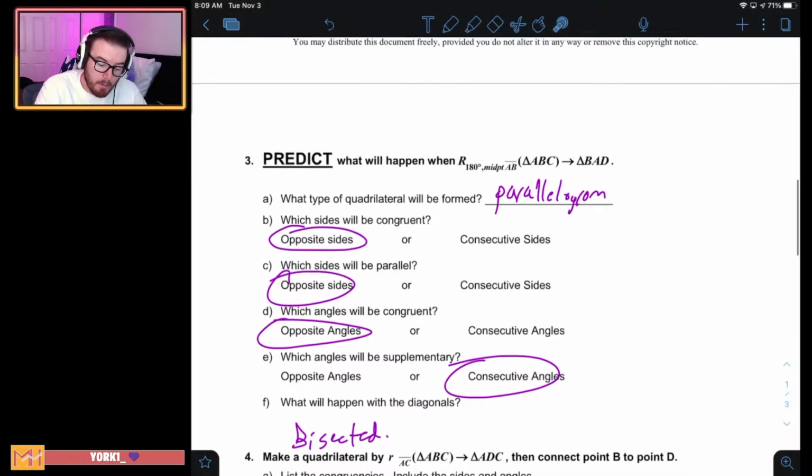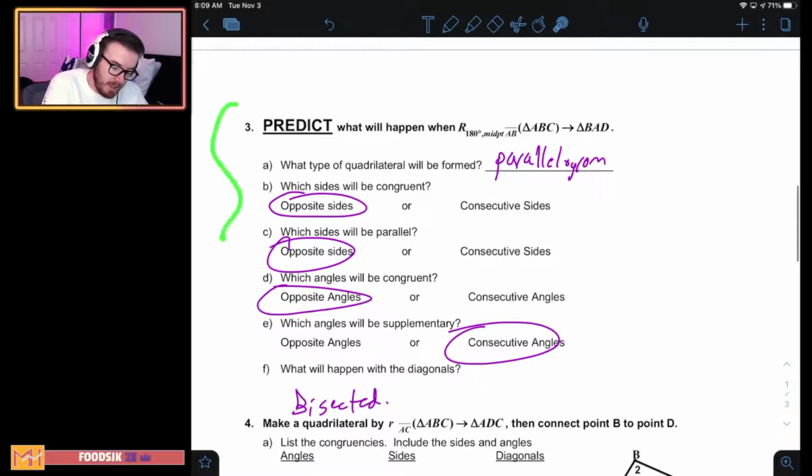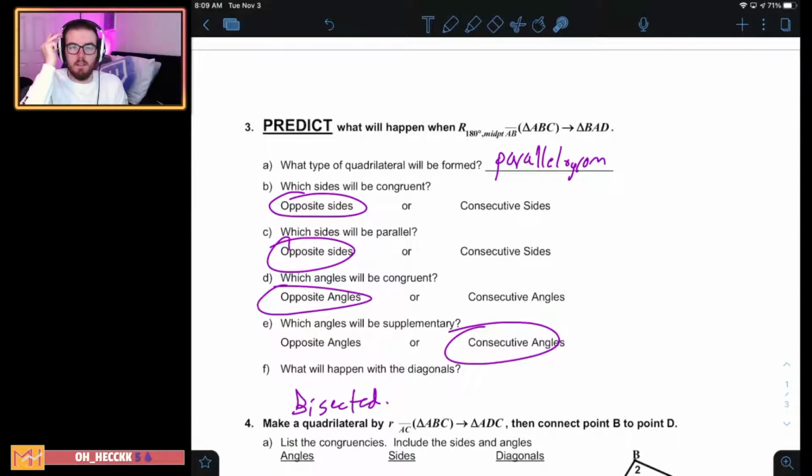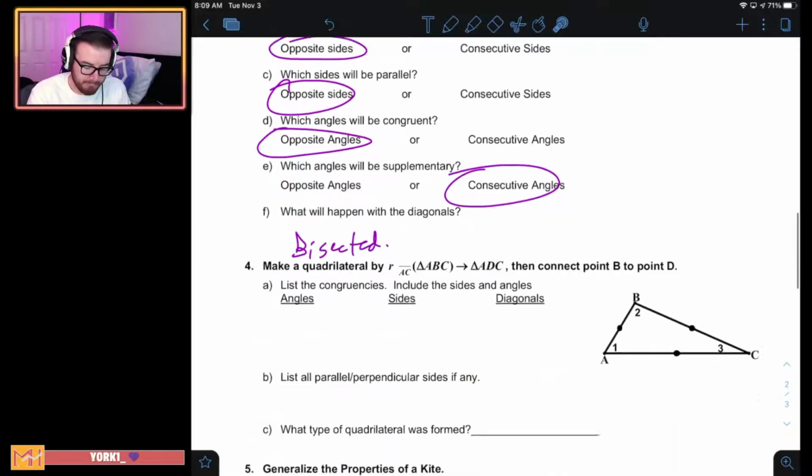So these are the big facts about parallelograms, and just sink it in. Opposite sides congruent. Opposite sides parallel. Opposite angles congruent. Diagonals bisect. Those are the big facts.